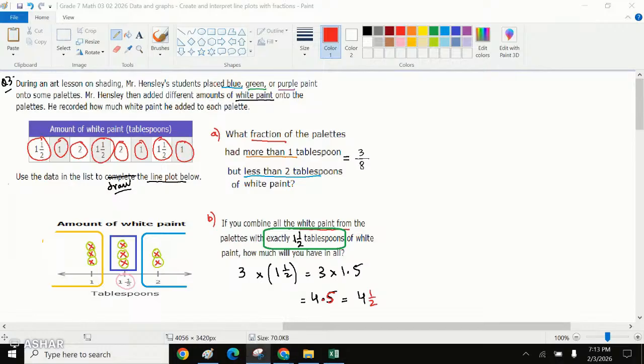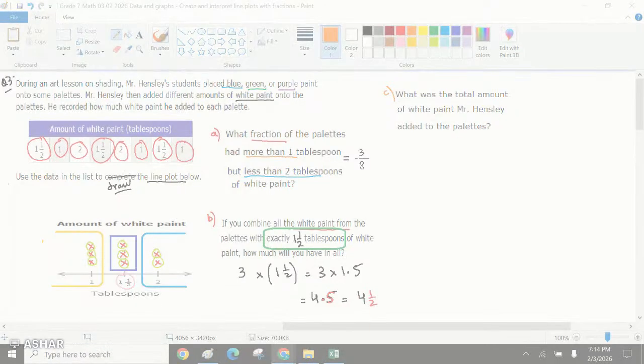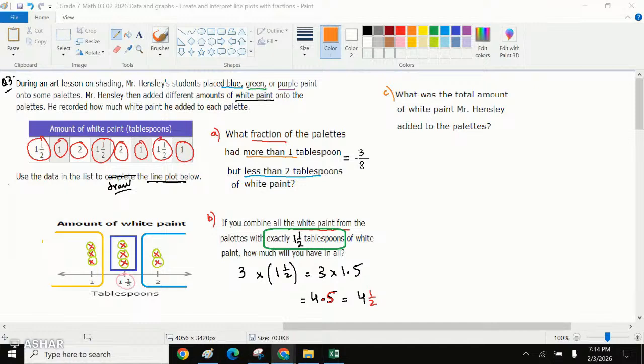Okay, for the same question, they are saying what was the total amount of white paint Mr. Hensley added to the palettes? So we have part C, another part to this question. It says, what was the total amount added by Mr. Hensley? If this is a continuation, this is part C for the same question. So what should be the answer? Can we say that we add all the tablespoons? For the given question we had the diagram, and I'm just recopying the diagram so that we can use it for part C.